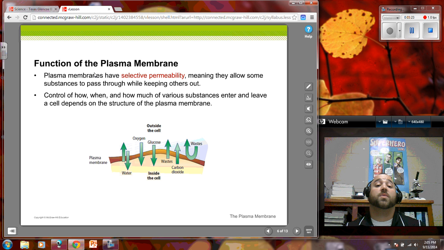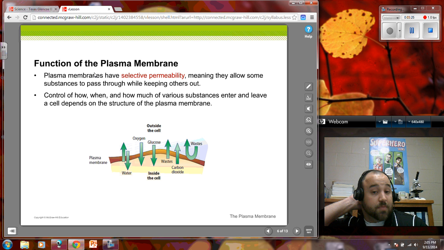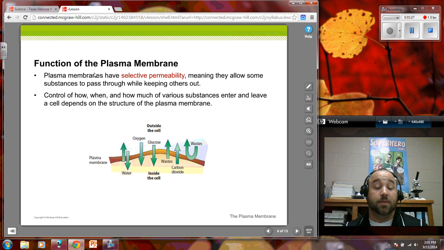So cells' plasma membranes are selectively permeable. This means that they allow some substances to go through. They select some things they want to come through, and they deny other things so that they don't come in. They select things that stay in as well. So it controls how, when, and how much of various substances enter and leave the cell. It depends on this plasma membrane.